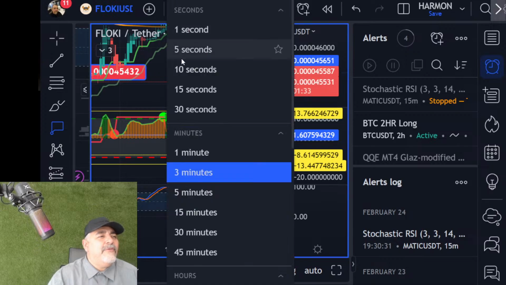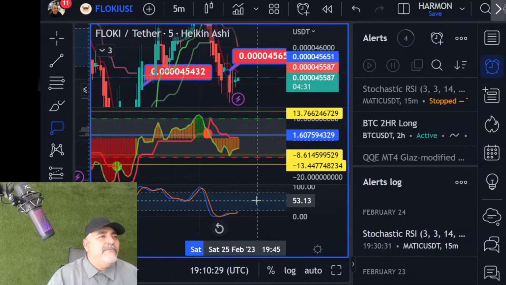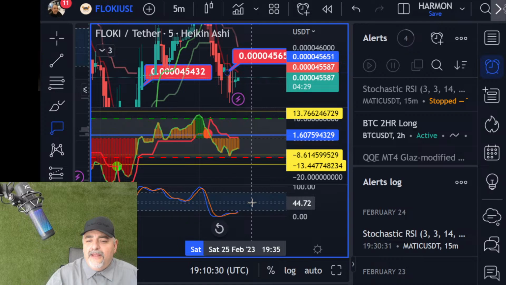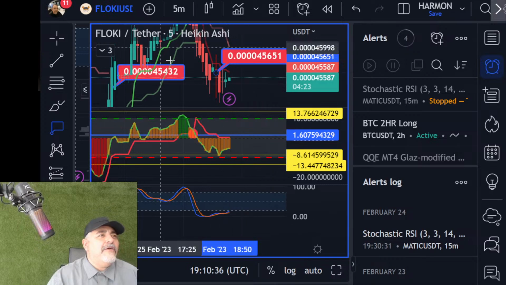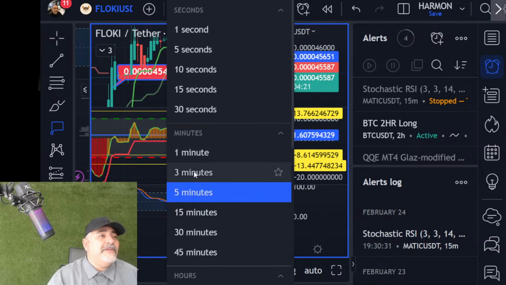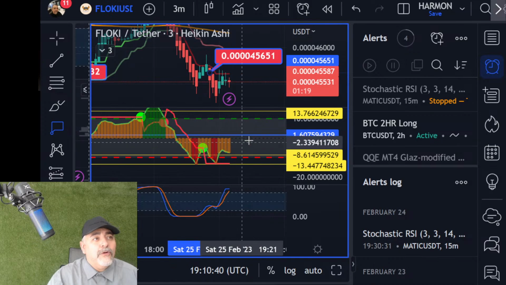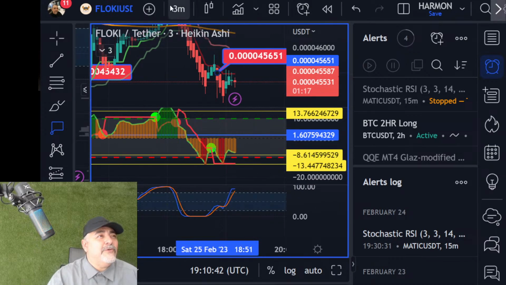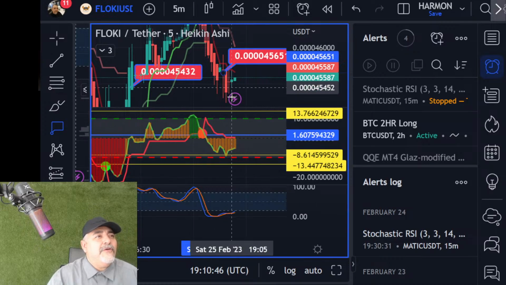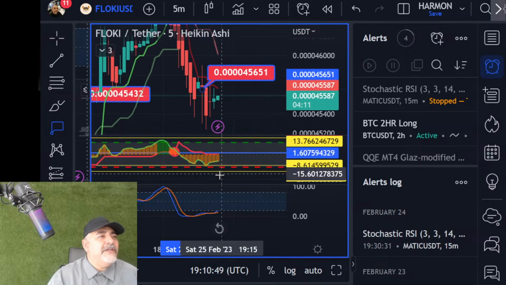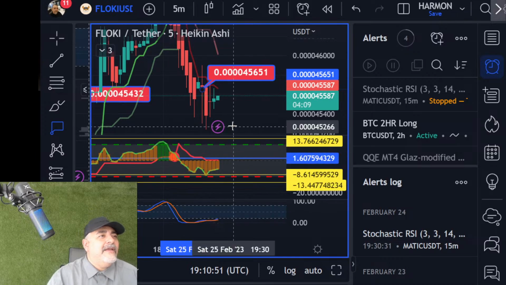RSI is bending sideways. So we don't have a red moon on Floki, so we're not able to get the position that we want on Floki, guys. So you gotta let this RSI replay. Floki's not in a position to get a good short, or it could be a possible 5-minute long here. See the bottom of the RSI? So Floki could be going into a long position here because of the RSI.